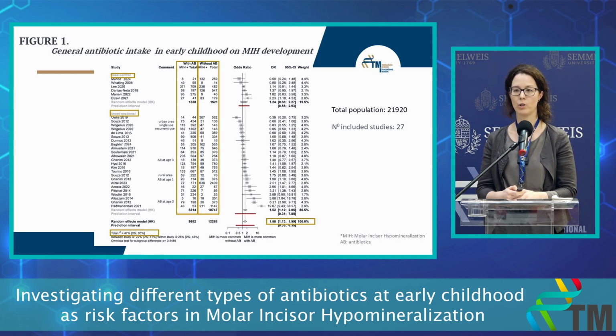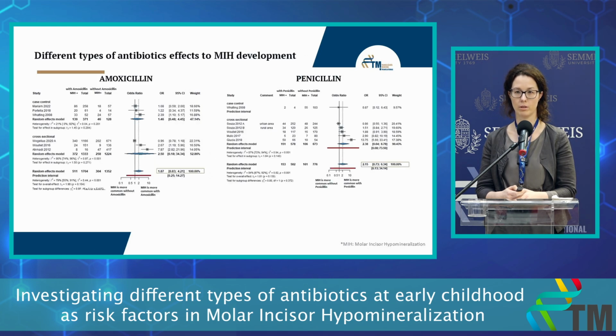The result is a 1.50 odds ratio, which means that the odds of developing MIH are 1.50 times higher with antibiotic intake in early childhood. The clinical implication is that we need to reduce the inappropriate use of antibiotics, although we need to interpret this result with caution due to the retrospective study designs, and the data were based mainly on mothers' questionnaires.